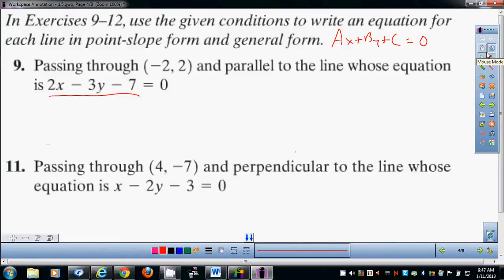Passing through that point and parallel to this line. Now, there are two ways you could find that slope. One, you could just solve for y and pull it out, but there's also a formula. If you have a line in general form, the slope, let me see if I can remember this correctly, should just be -b over 2a.